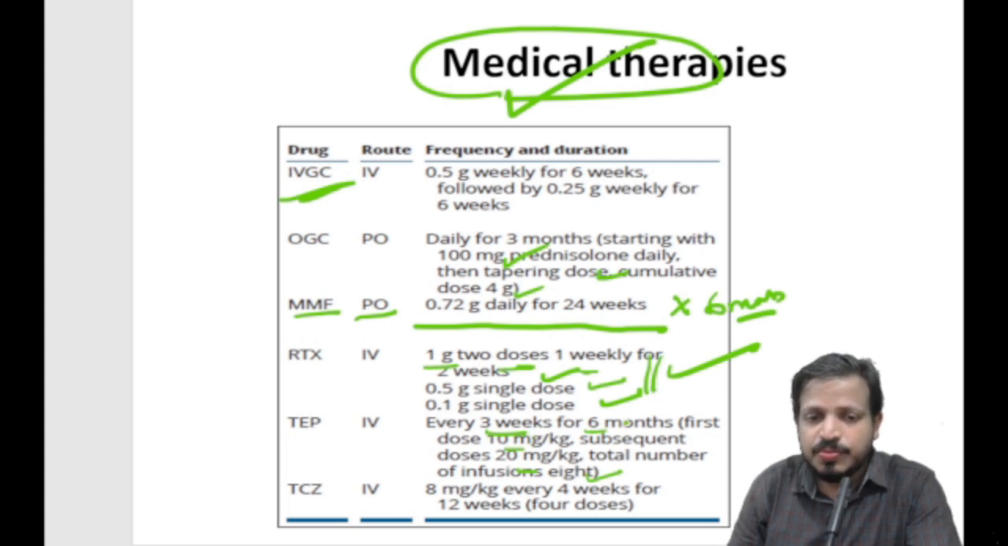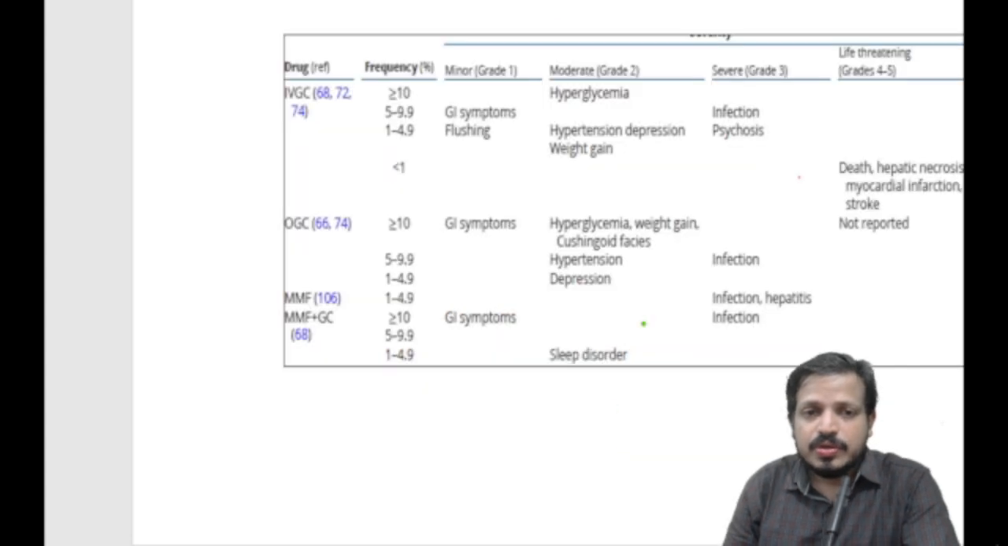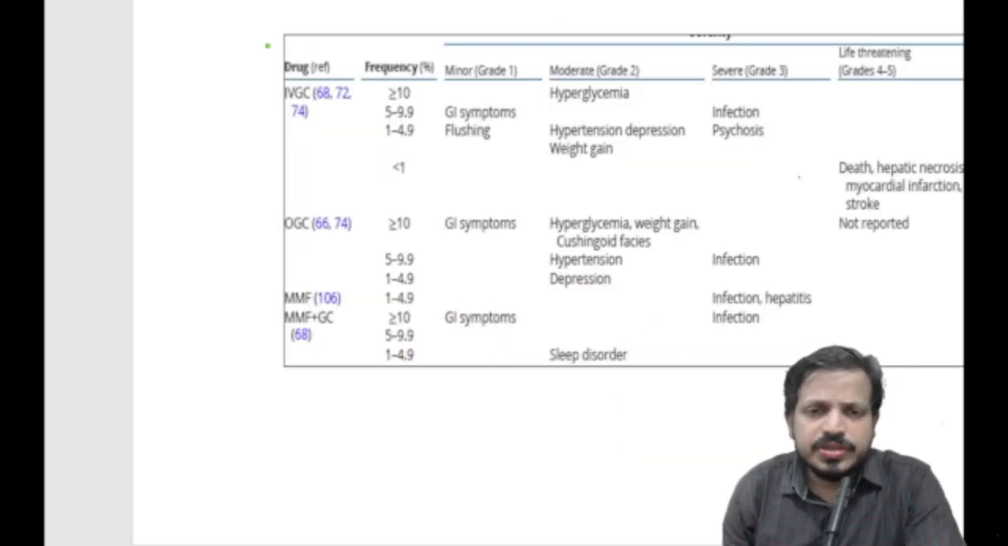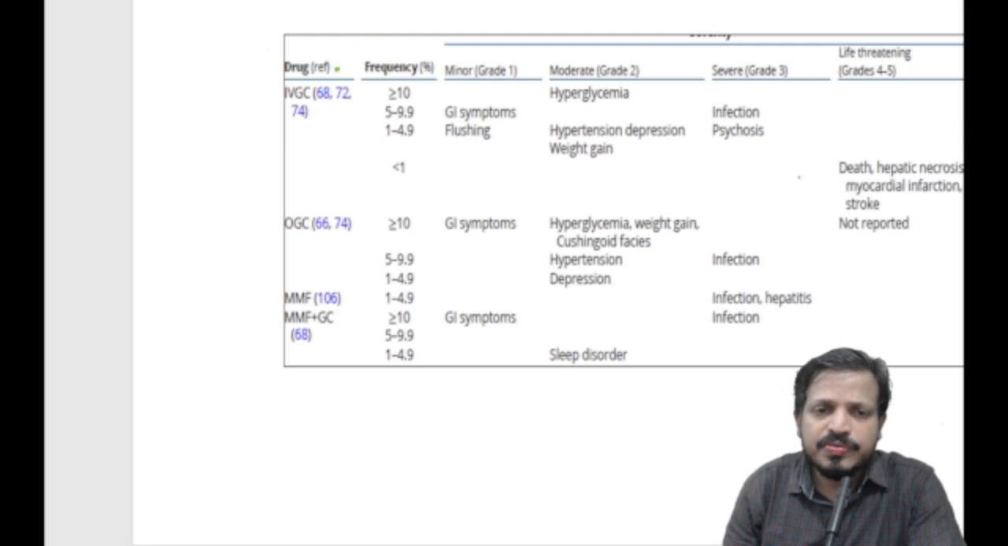And tocilizumab, this is IV, we will give 8 milligram per kg every 4 weekly for 12 weeks. That is 4 doses we have to give. 8 milligram per kg every 4 weeks for 12 weeks. That is total 4 doses of tocilizumab we can give. Then we'll check for some adverse effects of the drugs.